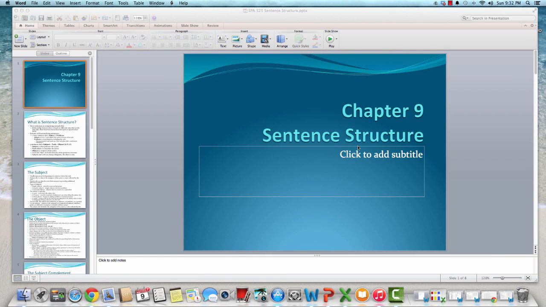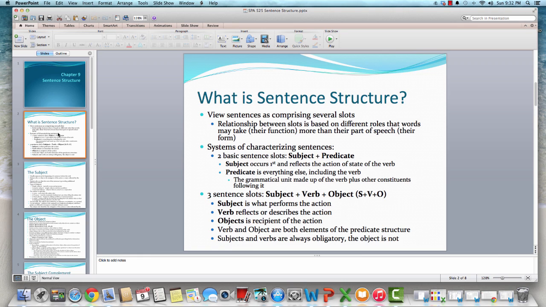This week we'll be discussing sentence structure. So, what is sentence structure? When we are talking about sentences, we can view sentences as comprising several slots. And the slots are what we're filling in to develop a sentence. The relationship between the slots is based on different roles that words may take, which are their function, more than the parts of speech, which are their form. So, up until this point, we've been learning about sentence form, and now we're getting into sentence function.